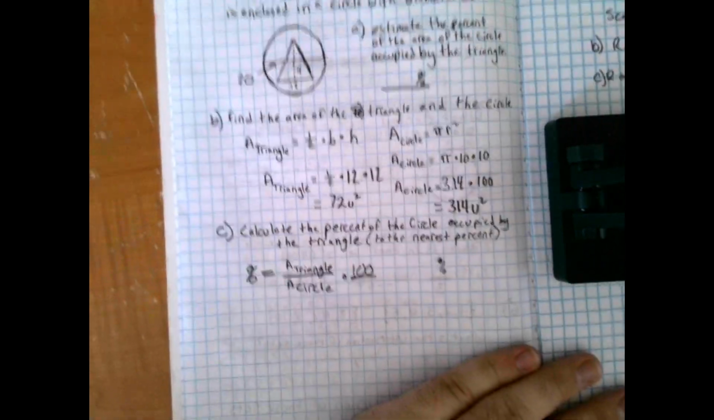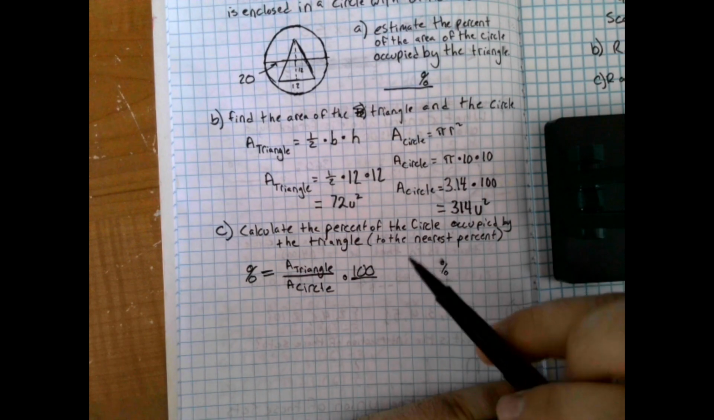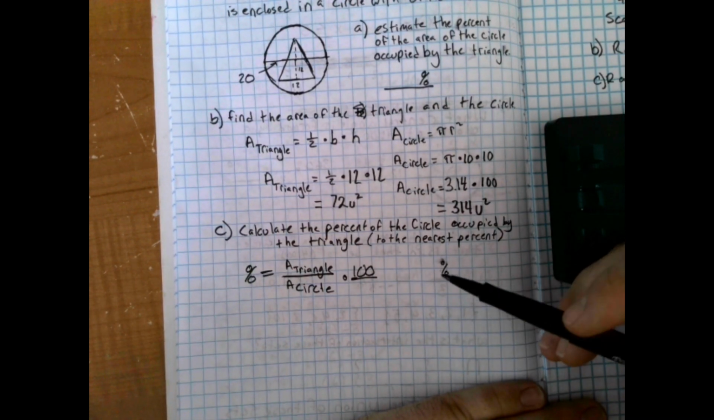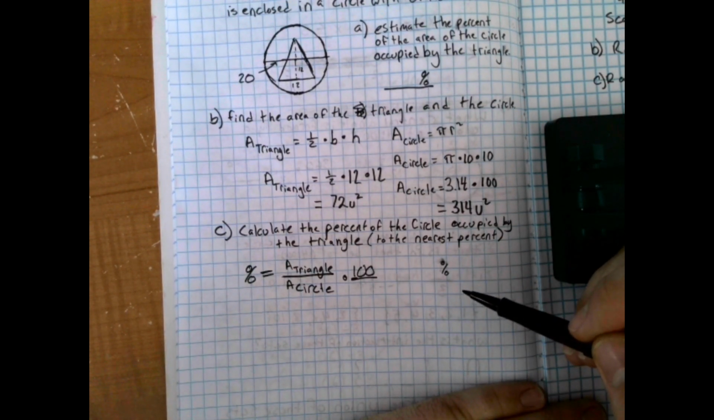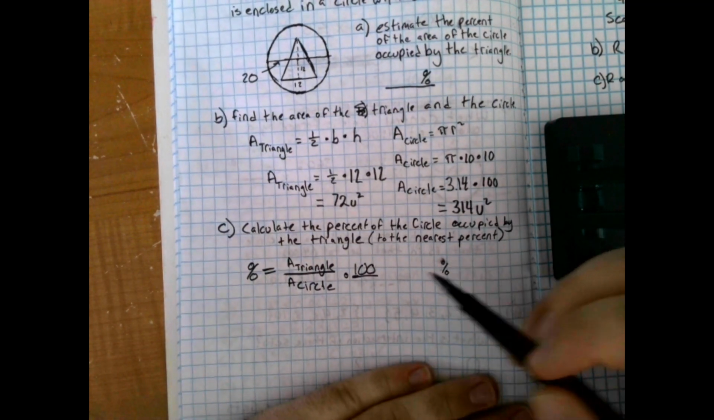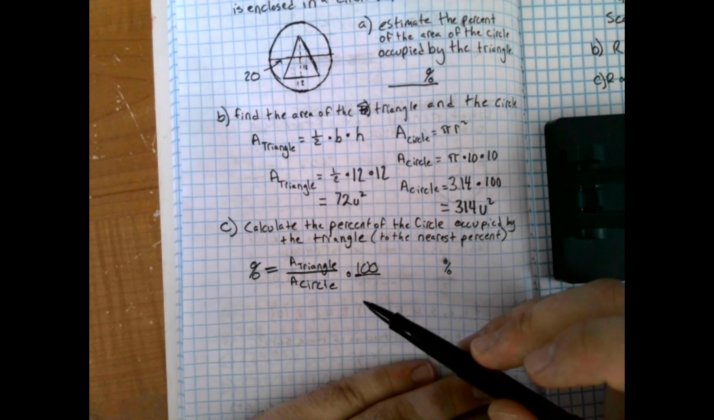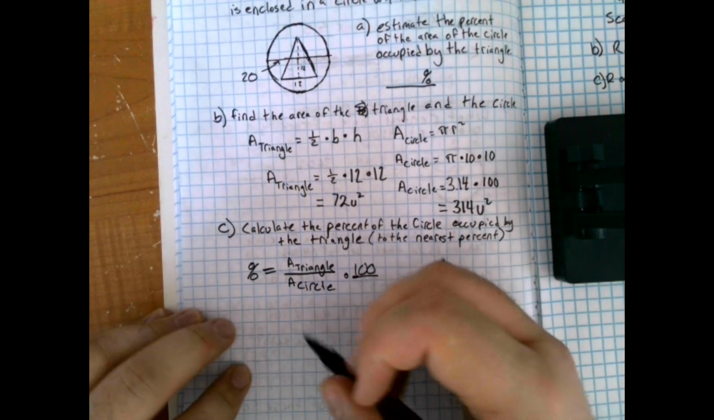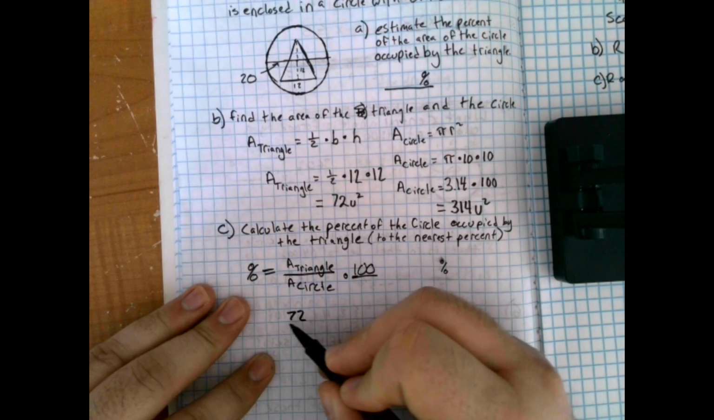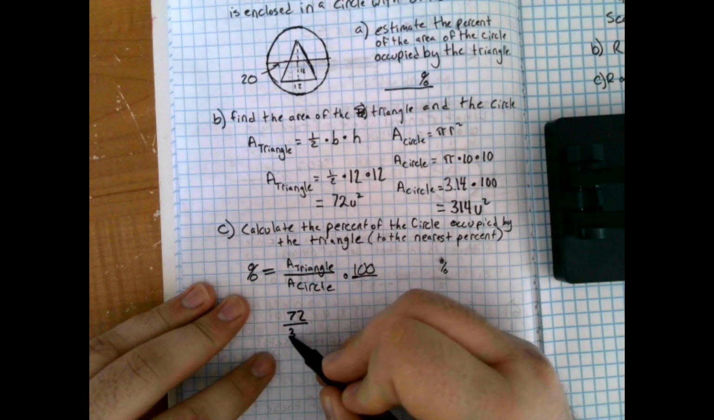Part C of question 13 asks us to calculate the percent of the circle that is occupied by the triangle to the nearest percent. So what we're going to be doing is we're going to take the area of the triangle, we're going to divide it by the area of the circle, and then multiply by 100. So we got 72. We're going to have that over 314.